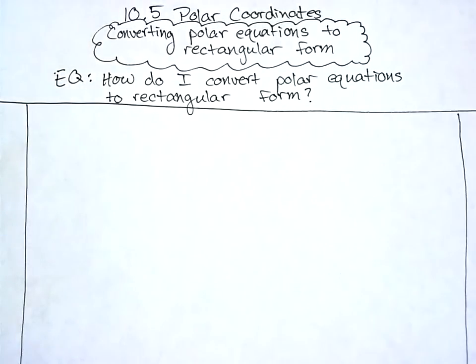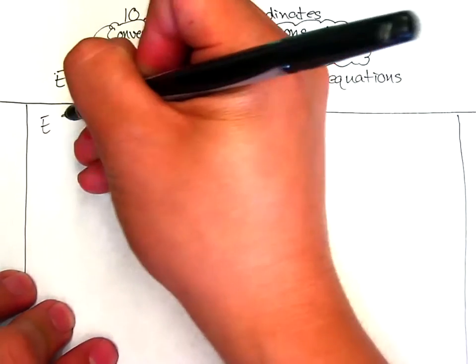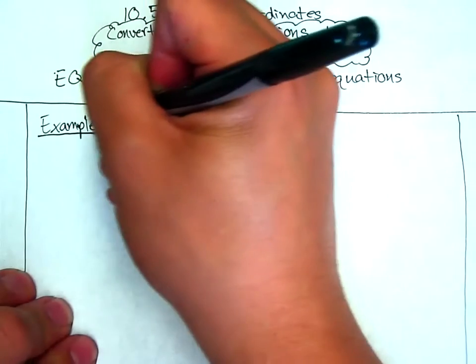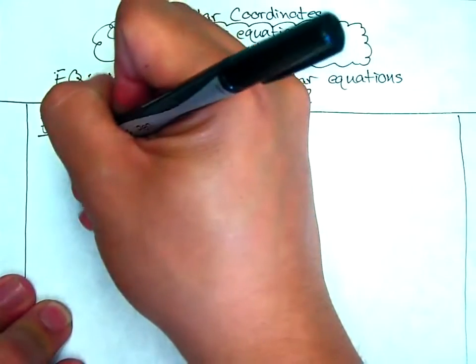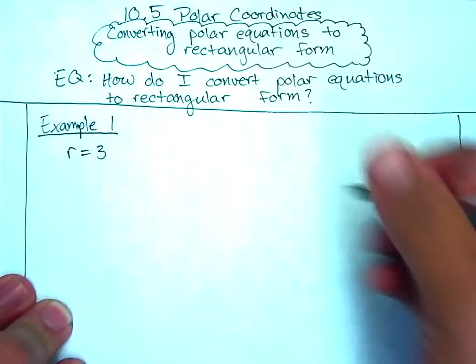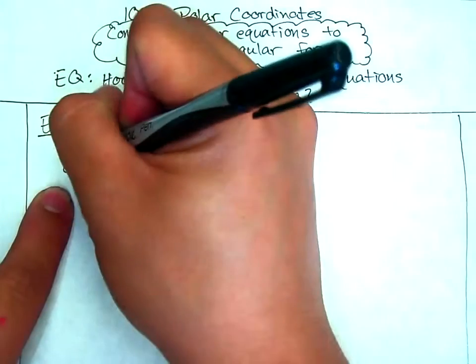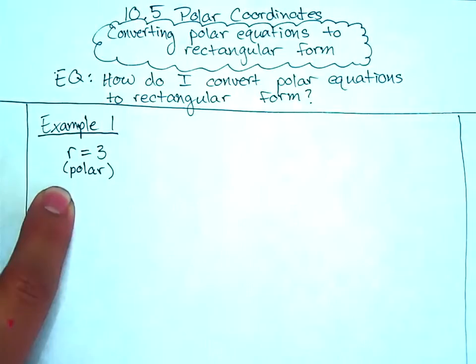Okay? So the whole idea is that we're going to be provided certain polar equations, and our goal is to change them into something that we recognize in rectangular form. So the first one we're going to do is r equals 3. So this right here is a polar equation. I'm going to make note of that because anything involving r or theta is a polar equation.